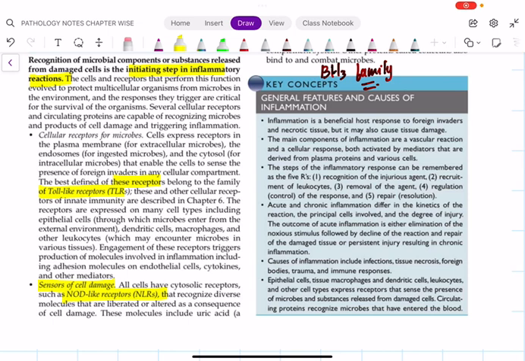How I used to remember: suppose a microbe enters inside our body. How will our body respond? Like we will, yes, he is entering, we will nod our head, no? That is how the body also responds. So that's why those receptors are called NOD-like receptors.